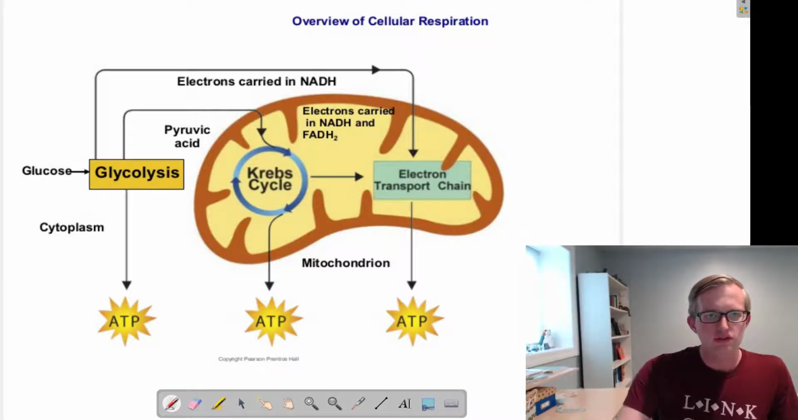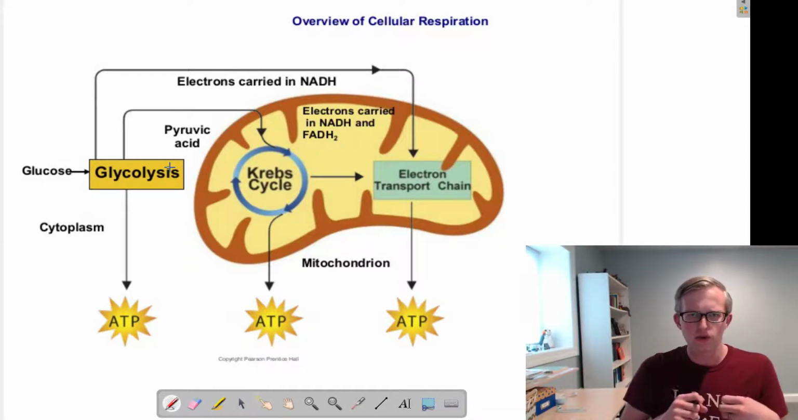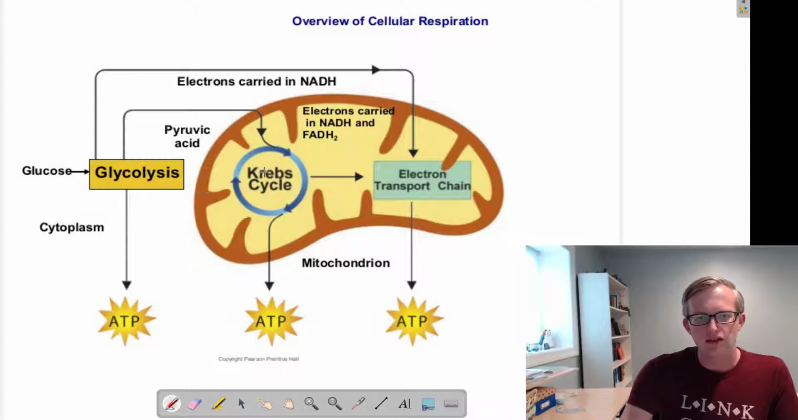So when we look at this, there are three phases: glycolysis, the Krebs cycle, or sometimes called the citric acid cycle, and the electron transport chain. The three of these are very similar to the light-dependent and light-independent reactions of photosynthesis in that they all rely upon each other for various chemicals and molecules being passed around. And if one shuts down, it definitely has an effect on the others, as we'll see.